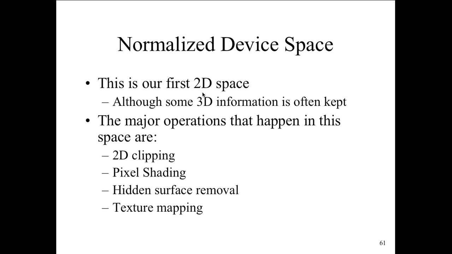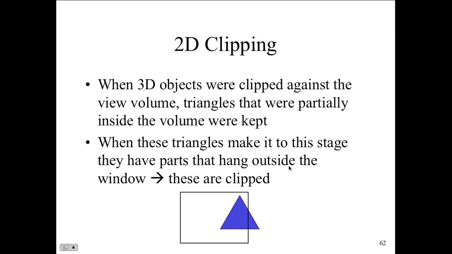So what we're going to end up with here is our first rendition of the 2D that comes from the 3D rendering. Although some of the 3D information is often kept because we need it, depending upon what technique we're turning on and off. The major operations that have happened in here: we have the 2D clipping, pixel shading, hidden surface removal, and then texture mapping that might be going on.